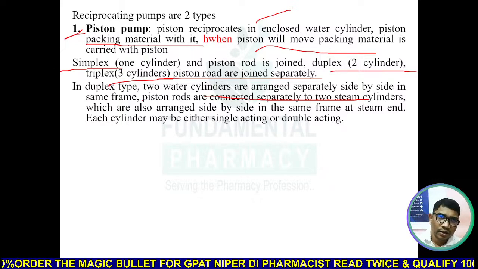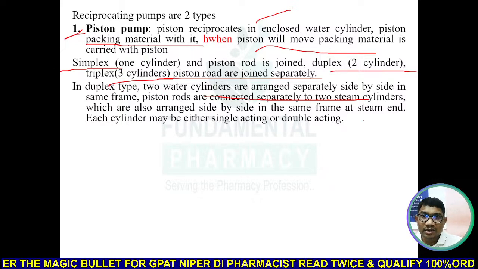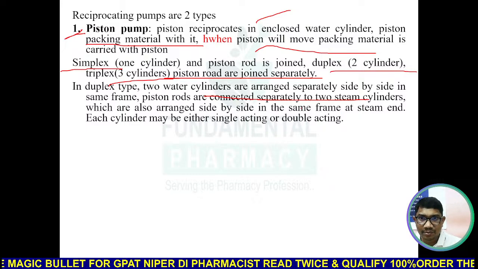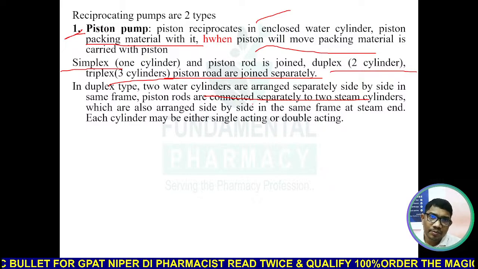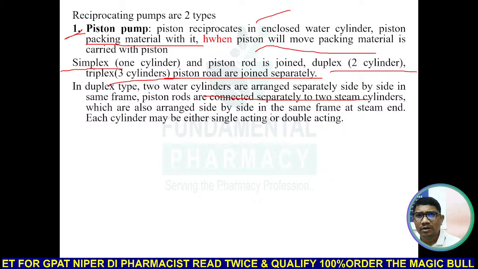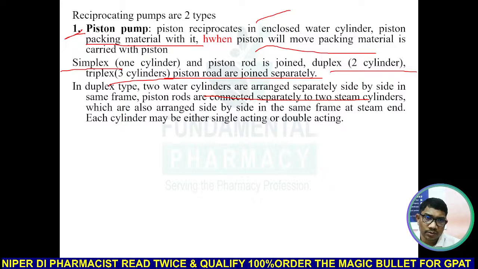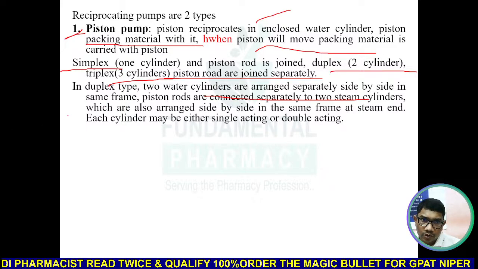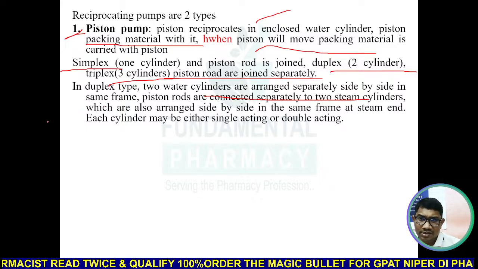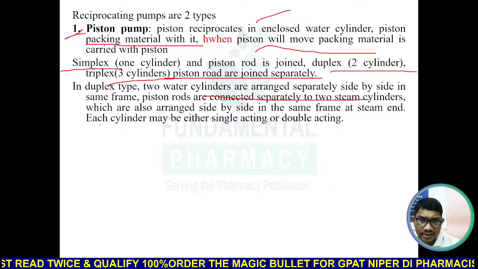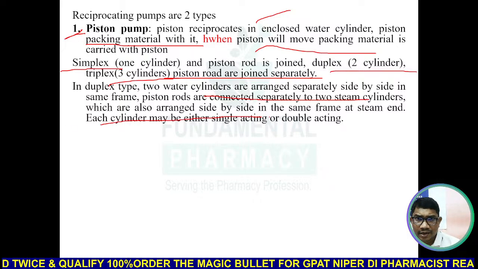In duplex type, two water cylinders are arranged separately side by side in the same frame. Piston rods are connected separately to two steam cylinders, which are also arranged side by side in the same frame. Each cylinder may be either single acting or double acting.